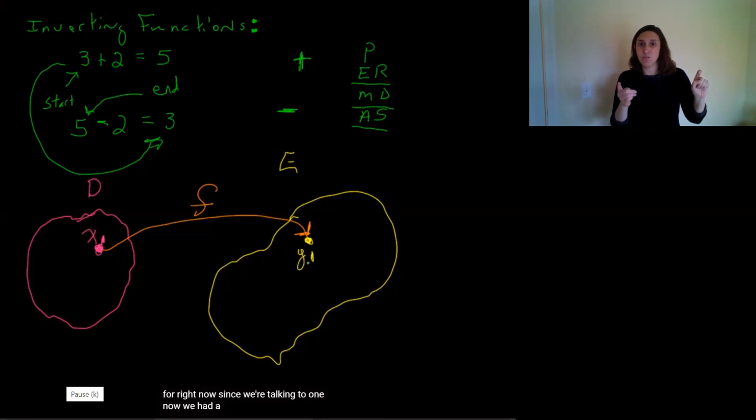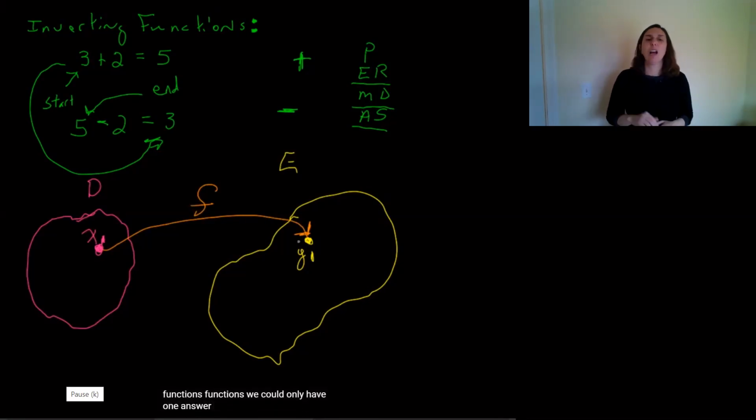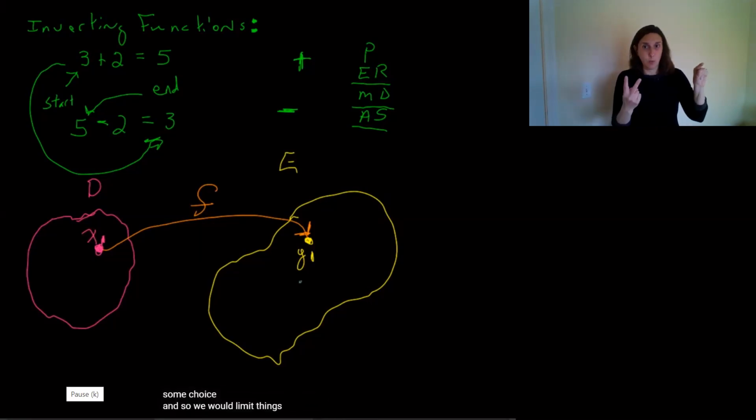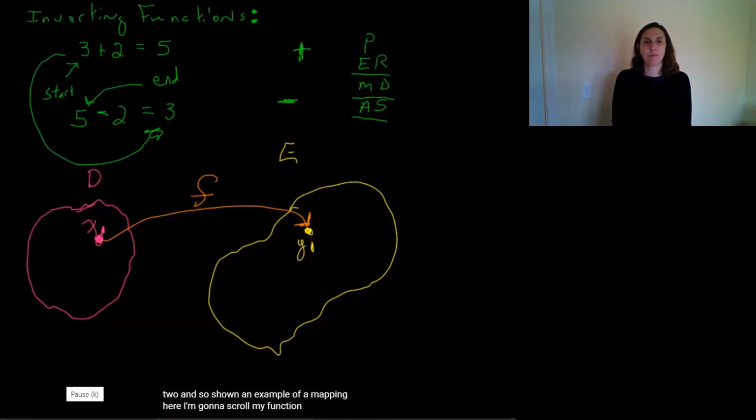Now, we had a limiting factor on functions. Functions could only have one answer. Right? This couldn't map to 2 elements. Otherwise, you'd have to make some choice. And so we would limit things that might give us multiple answers. And so our functions had to, each element in X mapped only to one element in Y. But we do have certain functions that map to 2. And so I'm showing an example of a mapping here. I'm going to scroll my function domains up.